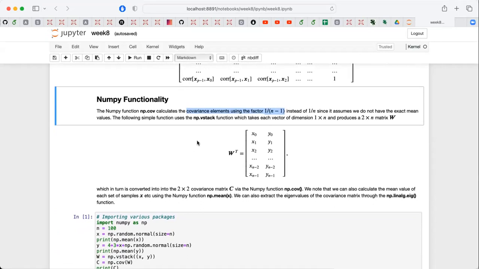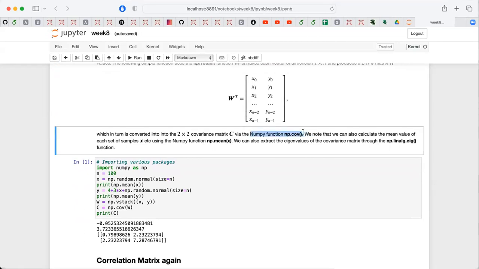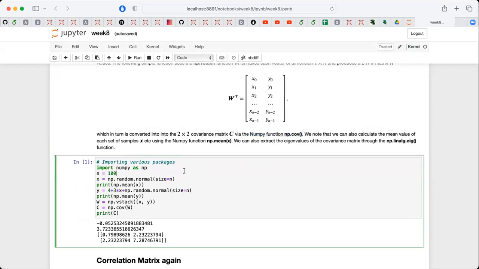And there's a function here which allows you to calculate that through the vstack function, which takes each vector of dimension 1 times n and produces a 2 times n matrix W. So this would be the simple case, when you have only 2 vectors, x and y. This produces this matrix, which in turn is converted into the 2 by 2 covariance matrix. There is a NumPy function called np.cov, but you don't need to use that. You can actually set up your own functions, and in this case I'm just showing you how you would set it up.